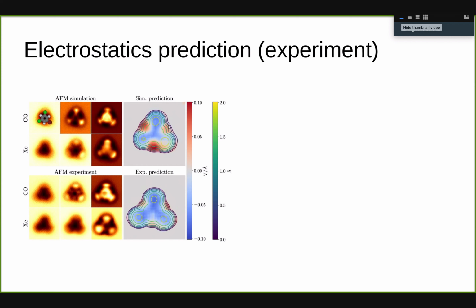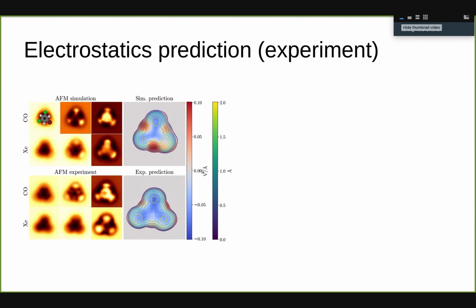And overall, we see a fairly similar pattern: over these halogen atoms, the chlorine and the bromine, we have a negative charge, and in between, around the hydrogens, we have a positive charge, which is similar in both the experiment and the simulation. It's just that the positive charge is stronger in the simulation than in the experiment, and it's also quantitatively quite good.